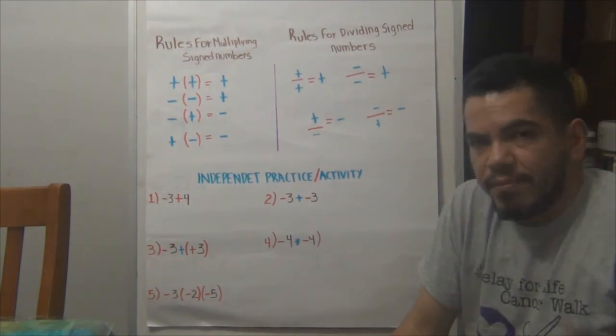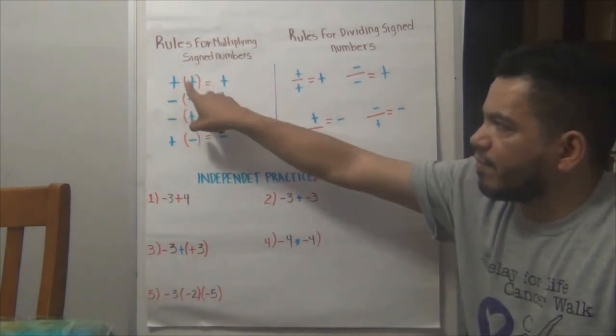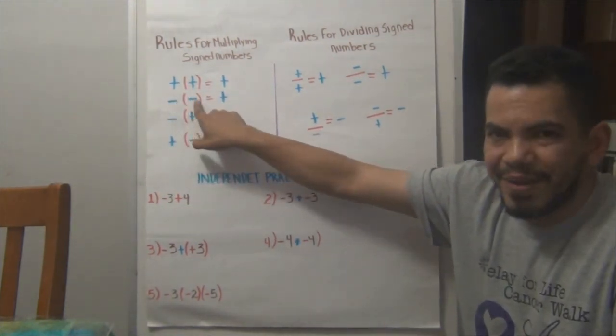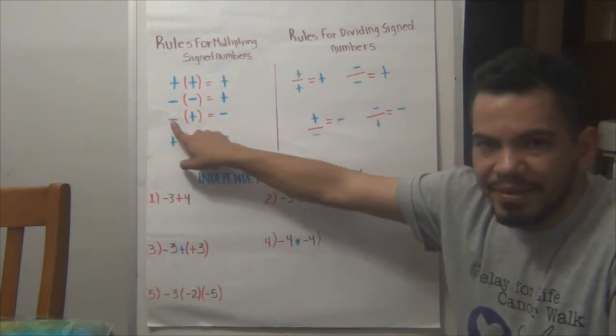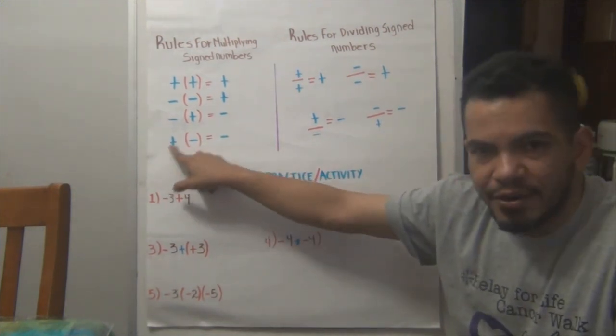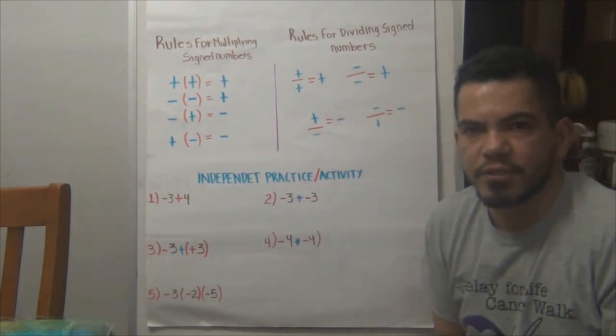If you cannot remember mathematical vocabulary, then remember this. The friend of my friend is my friend. The enemy of my enemy, my friend. The enemy of my friend, my enemy. The friend of my enemy, my enemy. And the same thing goes for division.